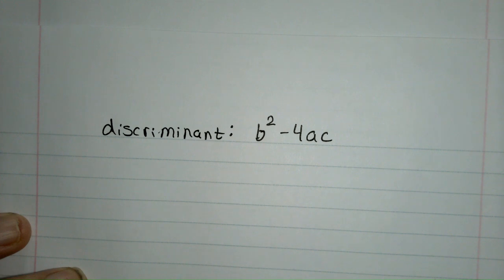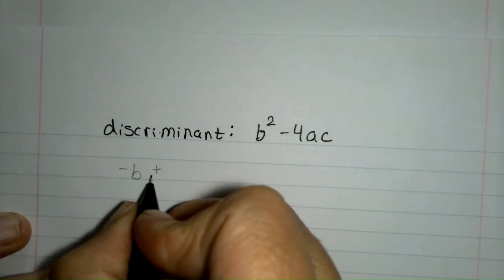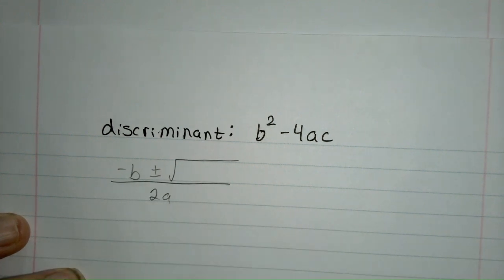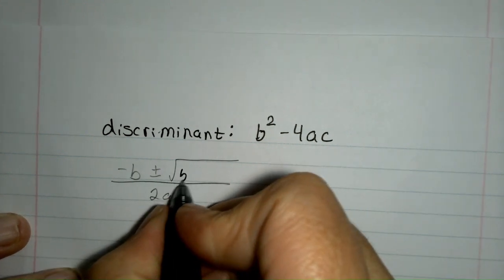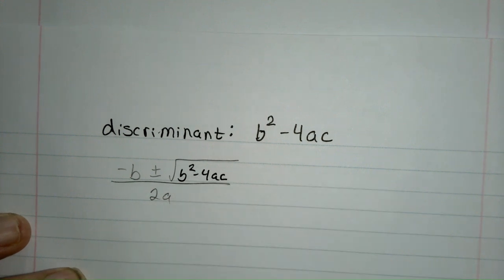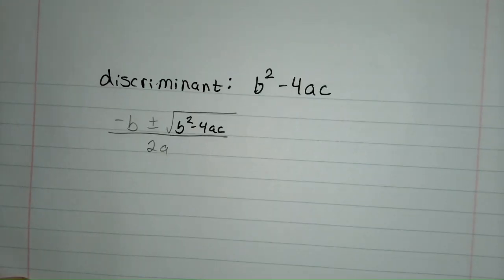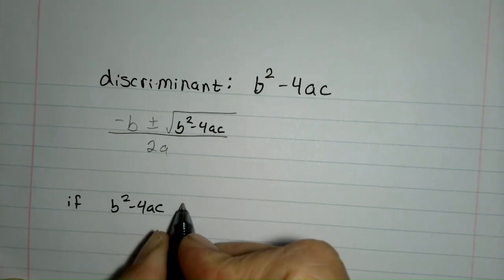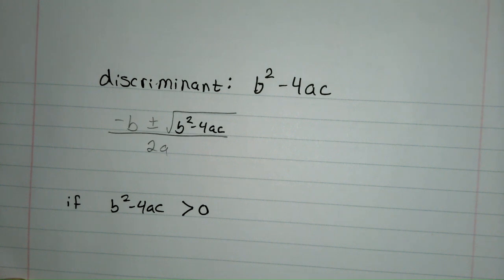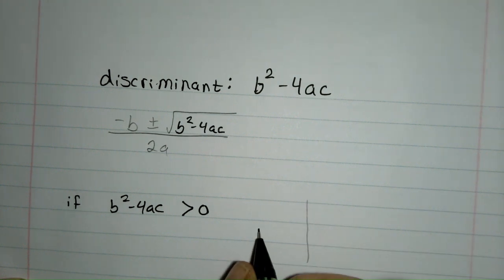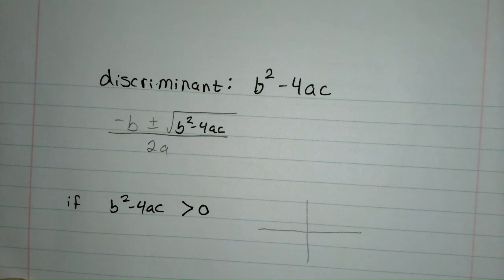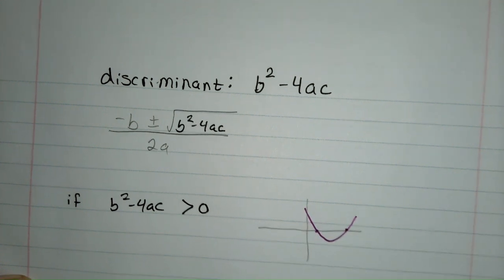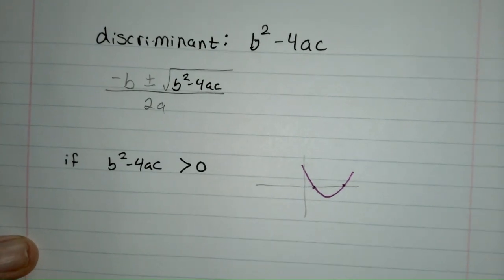Again, the full formula is -b plus or minus the square root, and that discriminant is what's underneath there. Okay, if b squared minus 4ac is greater than 0, if that part's greater than 0, your graph will cross the x-axis twice. Could be at positive numbers, could be at negative numbers, whatever.